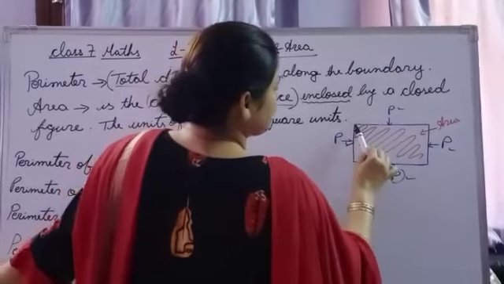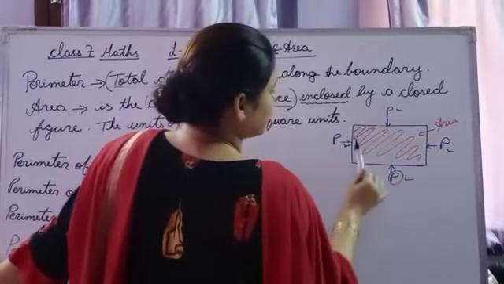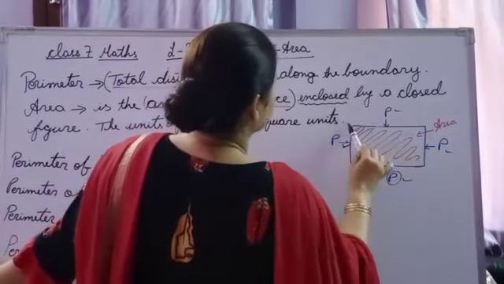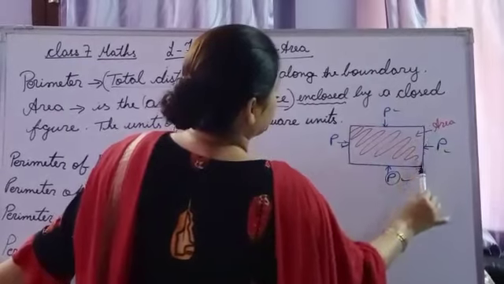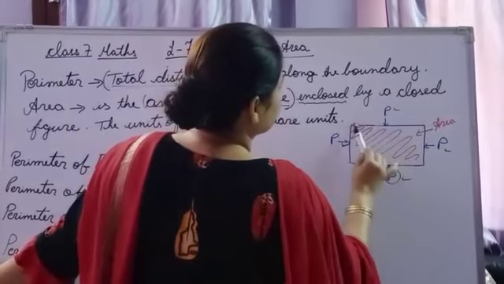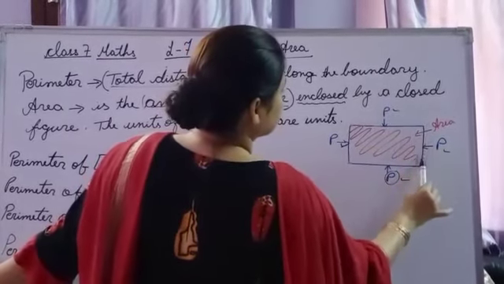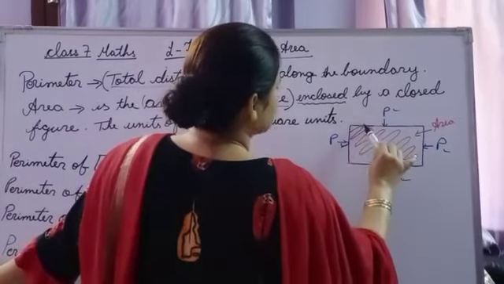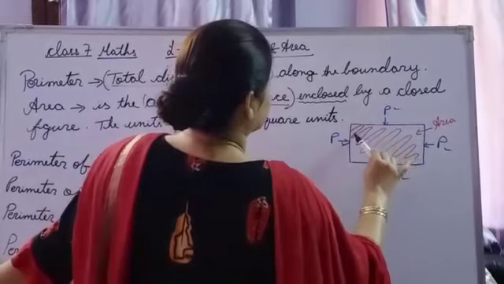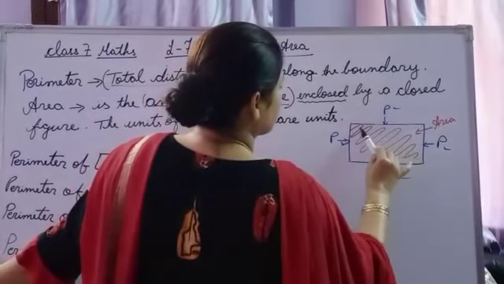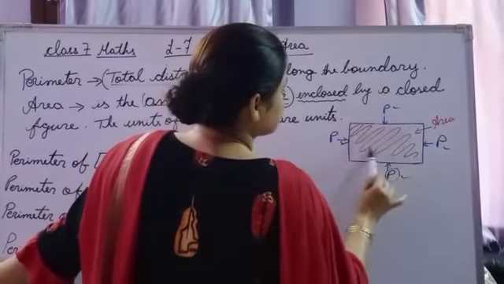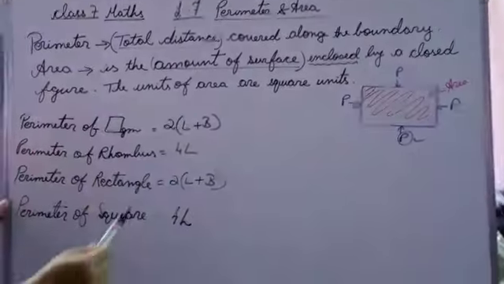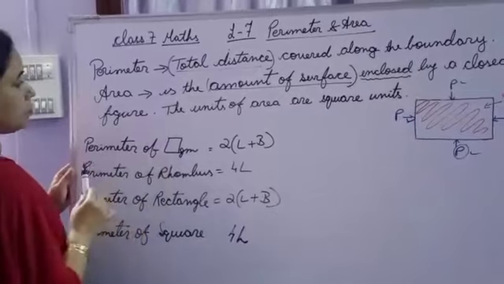So, what is the perimeter? From this diagram it is very clear. It is the calculation of the total distance along the boundary. When we calculate the total distance of this blue line, this is the perimeter. And area is when we calculate the amount of surface enclosed within the closed figure. That means this region is called the area. Now, first we will continue with perimeter.